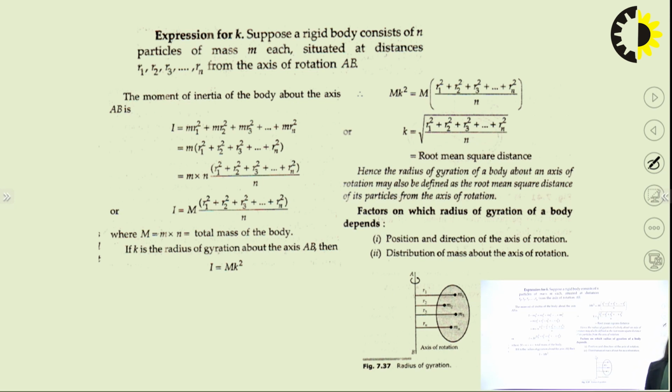In another way, I can define the radius of gyration of a body about an axis of rotation as the root mean square distance of the particles from the axis of rotation. The factors on which the radius of gyration of a body depends are the position and direction of the axis of rotation, like r1, r2, r3 positions, where m1 is positioned on another side, and the distribution of mass about the axis of rotation. How can we distribute the masses?